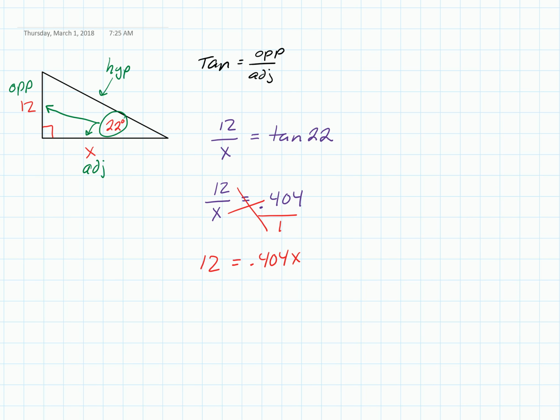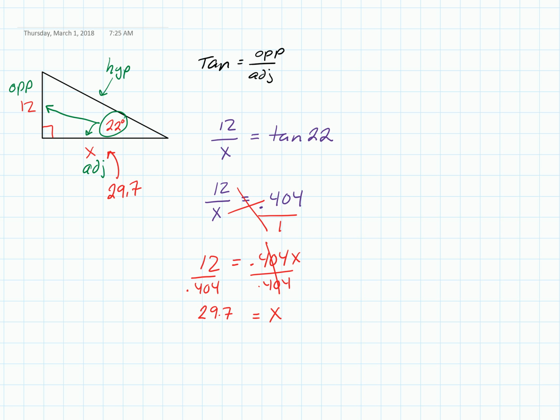0.404x. Not all trig problems require you to divide at the end, but this one does because the x is next to the 0.404. So we will divide by that value in order to cancel it. And when we're done, we'll have our final answer. X is equal to 12 divided by 0.404, which is 29.7.